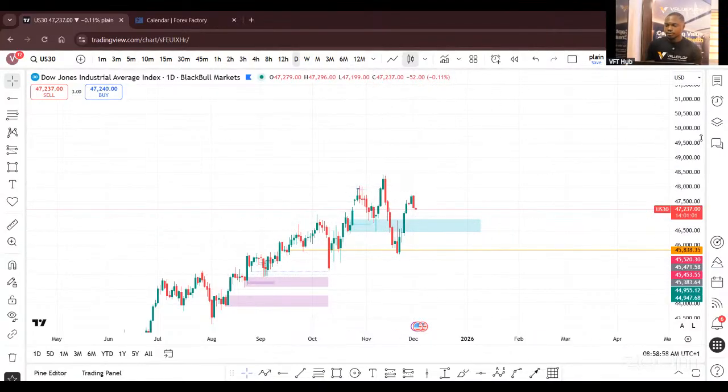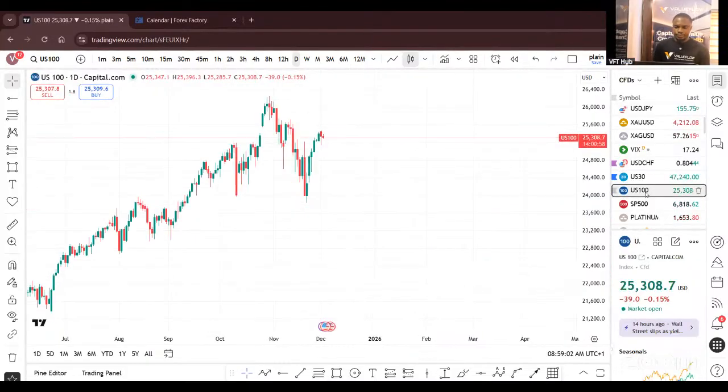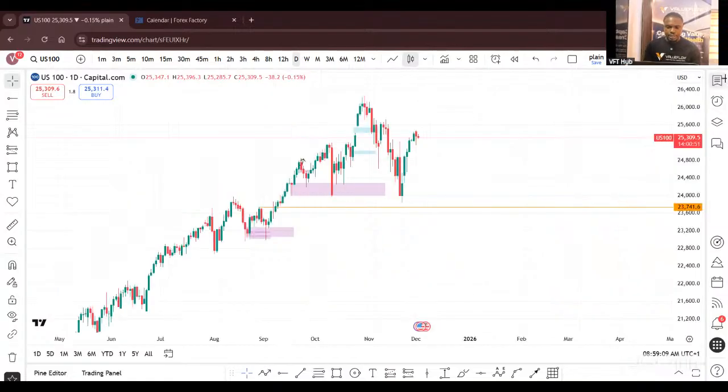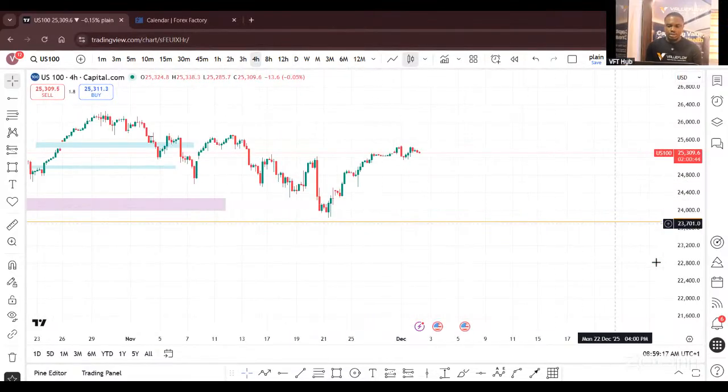All right, so let's move to the next one, which is US 100. That's NASDAQ. NASDAQ is also trying to recover from its sell-off, right? It had that some weeks ago, and that's where we are on the daily time frame. Nothing really special. Let's go to the 4-hour time frame. Probably we would see something interesting.